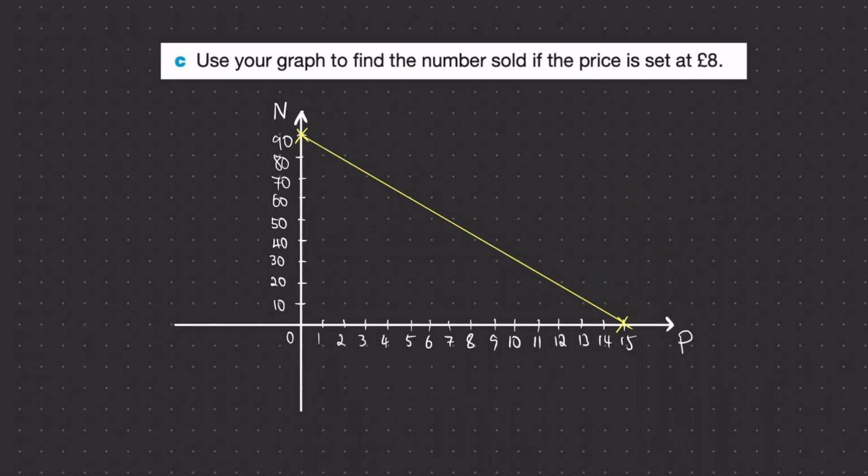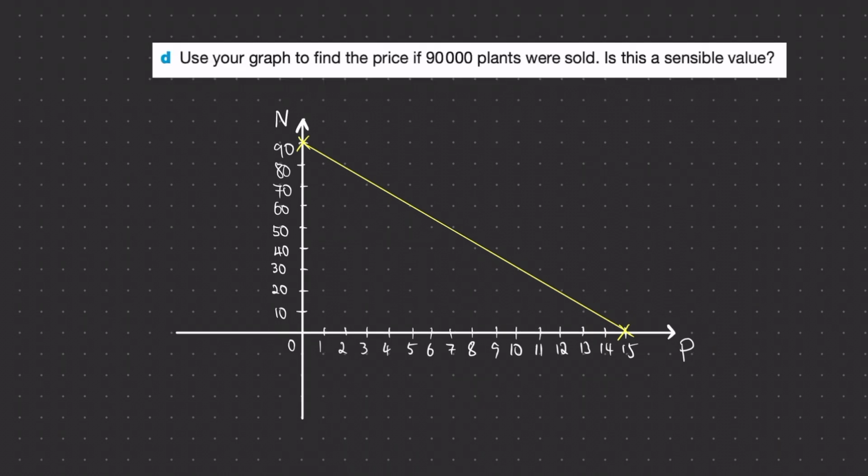So part C is this time asking us what the number sold would be if we're given a price. The price that we're given is 8, so we track up from 8, see where we meet the graph, and then we come across to the y-axis or the n-axis, and we can see that's a bit above 40. I'd say that's looking around 42 perhaps. So that is going to be n equals 42, and remember the n has units of 1,000, so 42 would be 42,000 sold.